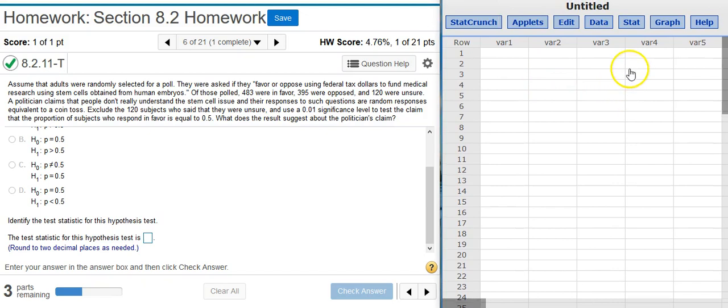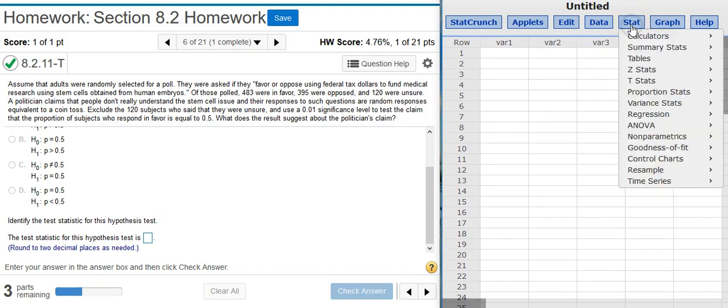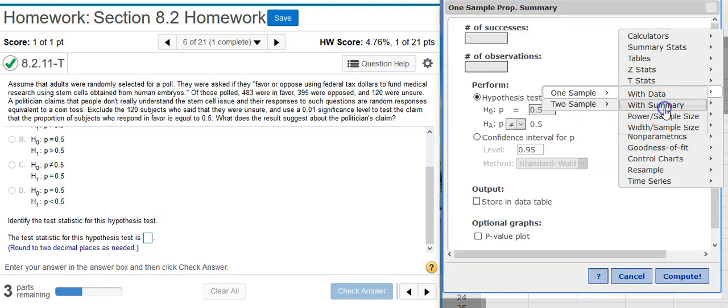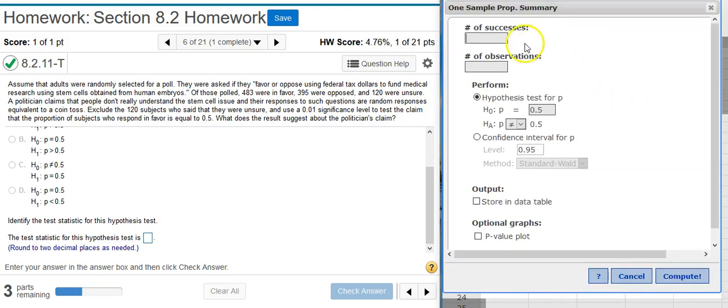Okay. So, to do our hypothesis test, we're going to go to Stat, Proportion Stats, because we're dealing with proportions, One Sample, because we have only one sample, with Summary, because we don't have actual data, just summary stats. Number of successes. Well, what is a success? We're testing the claim that the proportion of subjects who respond in favor is equal to 50%. So responding in favor is going to be our definition of success. How many were in favor? Well, here it says 483 were in favor. So I put that up here.